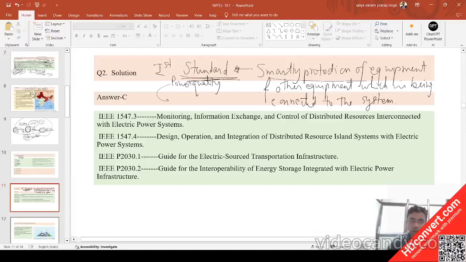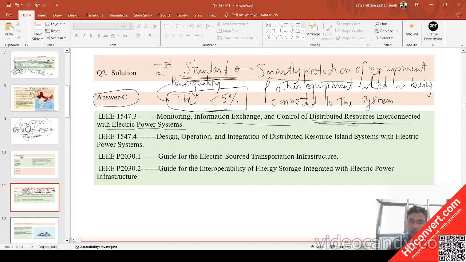How do you define the power quality? One criterion is total harmonic distortion, and IEEE says that it should be less than 5%. So coming to your answer, this is C, which is the correct answer, given by Polas. Very good. IEEE 1547.3 says that monitoring, information exchange and control of the distributed resources interconnected with the electrical power systems. What do you mean by distributed resources?